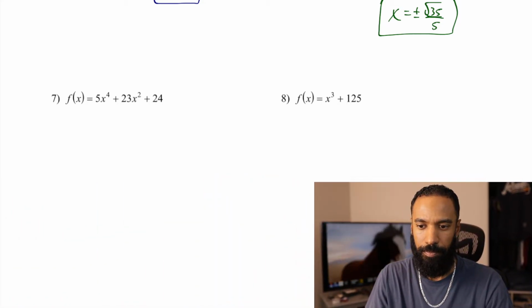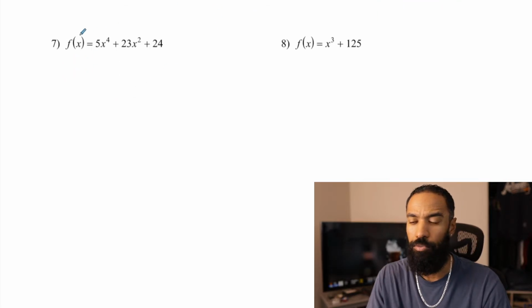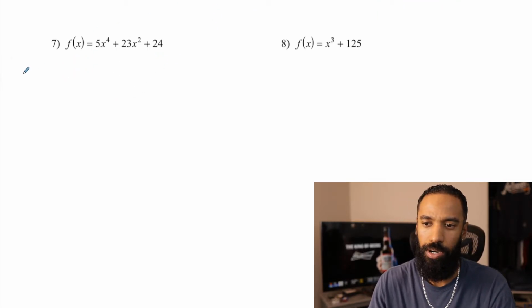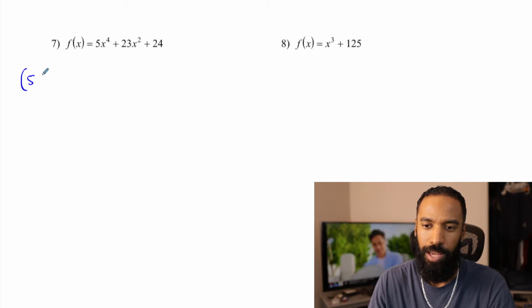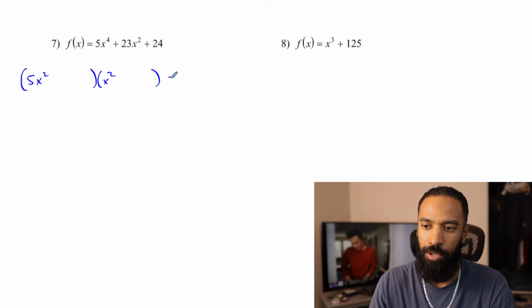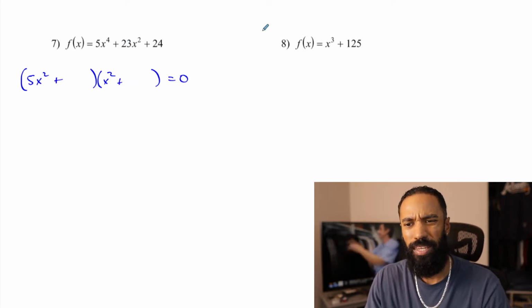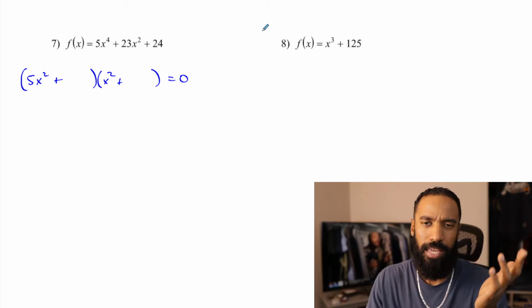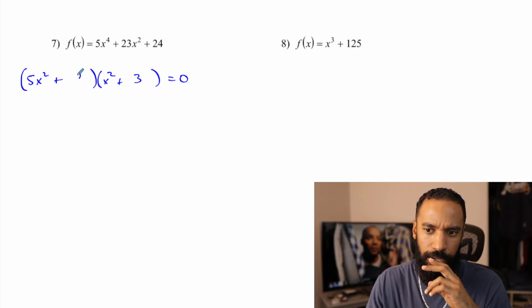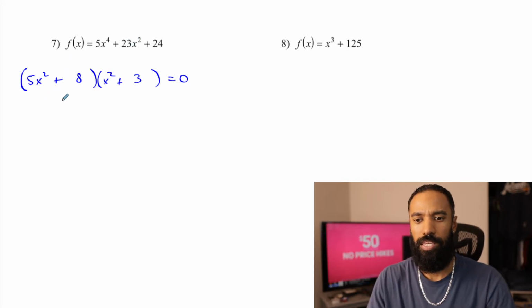Number 7, quartic and quadratic form straight up. Hopefully this is factorable in the way the other ones were. I'm going to test that out right now. I'm going to try 5x squared with an x squared, and equals 0. This is a plus and plus format. With odd numbers here, I'm going to try something like 8 and 3 or 24 and 1. I'm going to start with the 8 and 3, and I just found it in my head. Here's 3, here's 8. That's 15 plus 8, which is 23. So set these equal to 0 here.